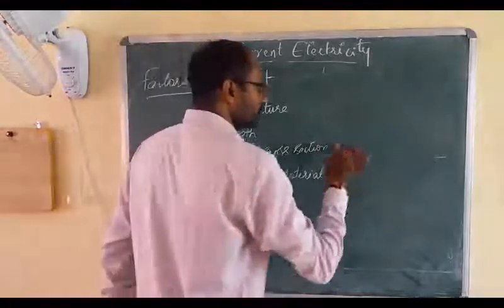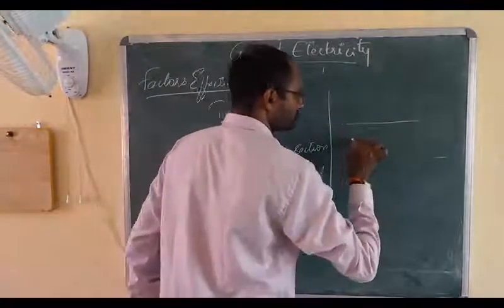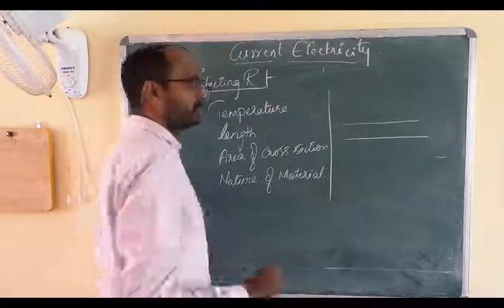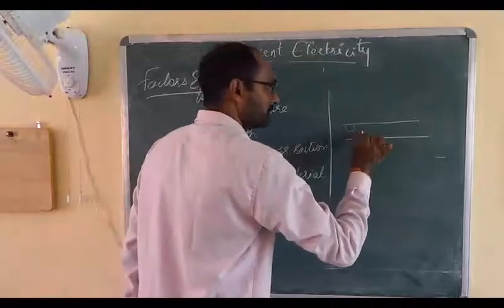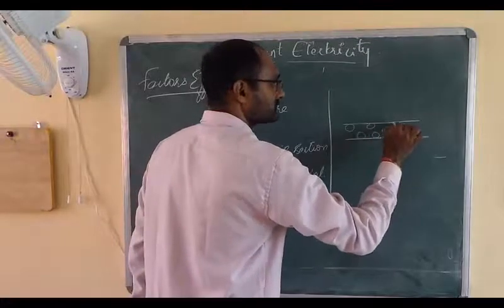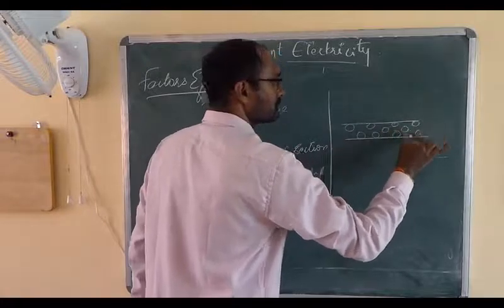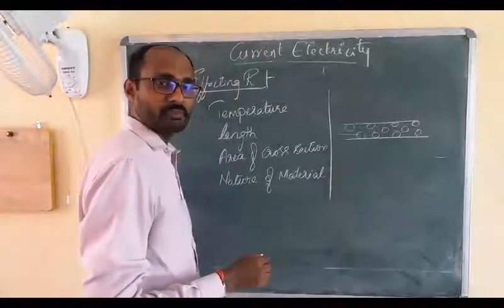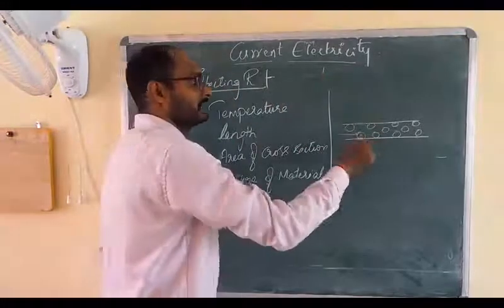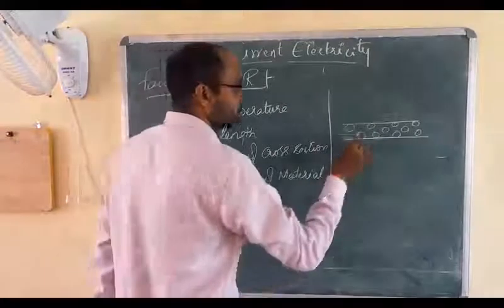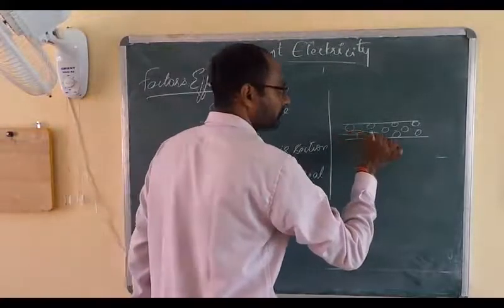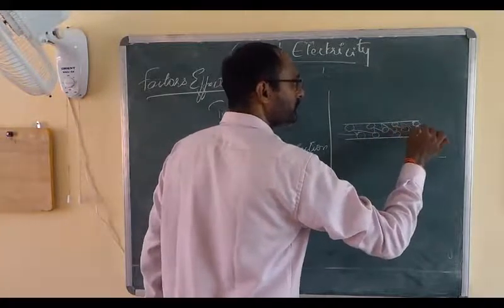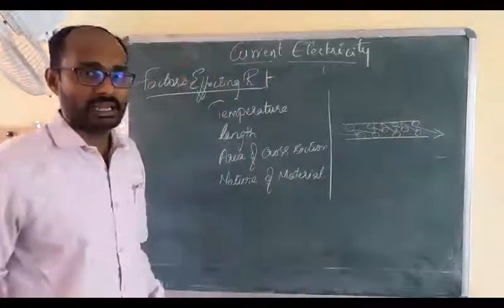Let me tell you how. Say this is a metallic wire, which is a very good conductor of electricity. Let us assume these are the ions. As an electron travels from one end of the wire to the other, it collides with one of the ions, bounces back, collides with another ion, bounces, collides, and it undergoes a number of collisions before it comes out of the other end.